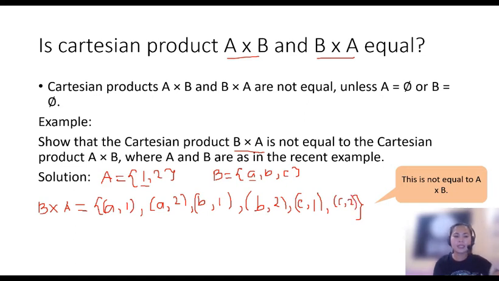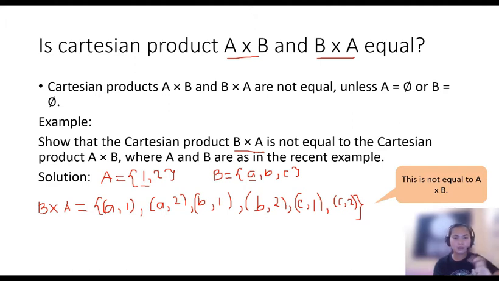Okay, so as you can see, if we're going to compare the solution of Cartesian product AB to the Cartesian product BA, they are not equal. Therefore, the Cartesian product AB and BA are not equal. Now, let's proceed to the Cartesian product of more than two sets.